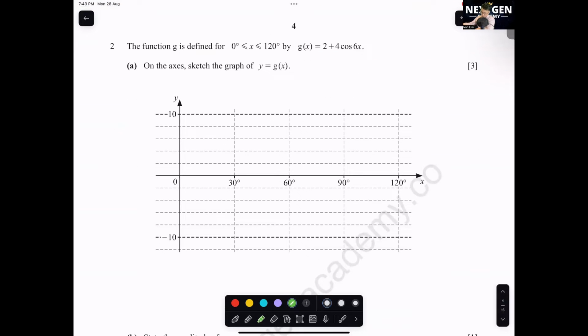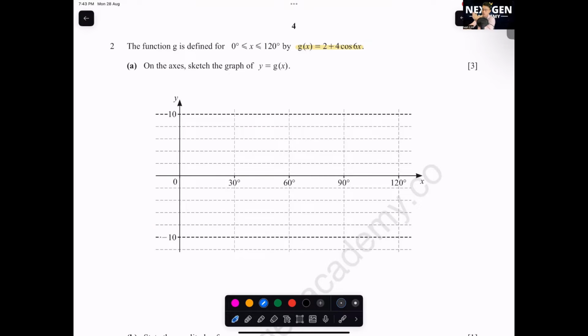The function g is defined for 0 to 120 degrees by g(x) = 2x + 4 cos x. On the axis, sketch the graph of y = g(x). Okay, how do we do this? Actually, the easy way, you just go and calculate the values. Okay, so put it on the table. You all see here, right?